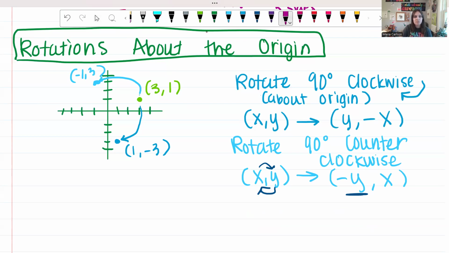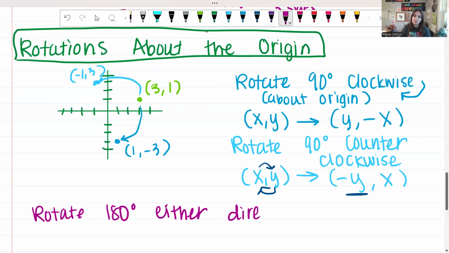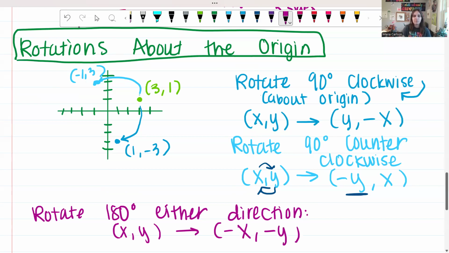Now, this one's my favorite. What if we are going to rotate 180 degrees? And really, this is either direction. Because notice whether I follow the 90 degrees counterclockwise path or the 90 degrees clockwise path, if I rotate it 90 degrees one more time either way, I'm going to end up at the same spot. So if we rotate 180 degrees either direction, your point x, comma y is now going to be the point negative x, negative y. I was looking at the example above.